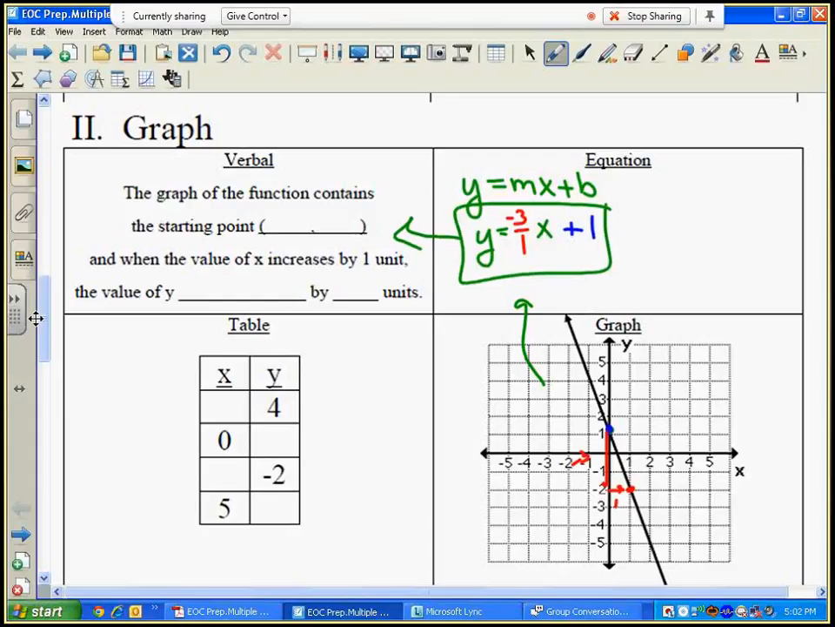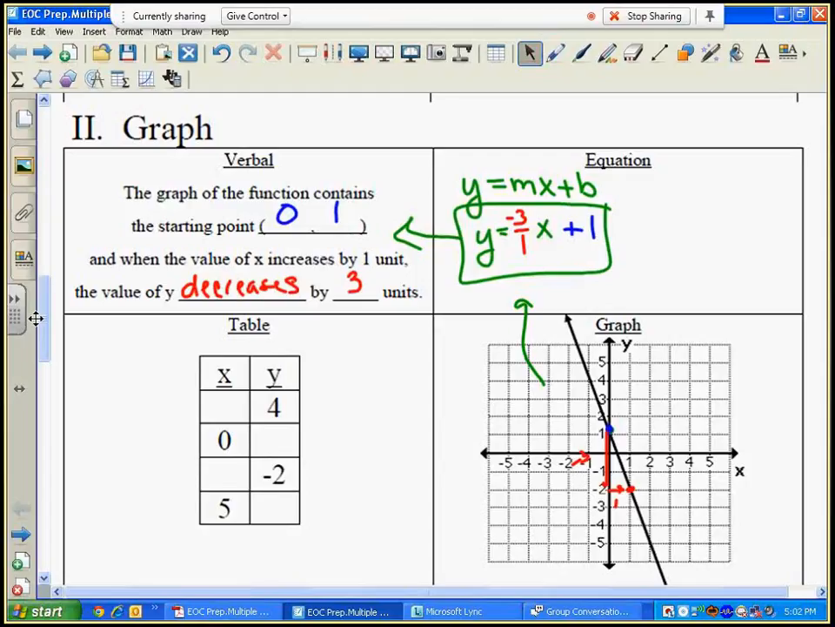Basically what the graph does is it starts at a starting point of 1, so 0, 1. And you can look at your slope here, and it says, okay, as the value of x increases by 1 unit, that means the value of y, well, since this is negative, is going to decrease by 3 units. So it goes down. It decreases by 3 units. Okay? Let's fill in our table.